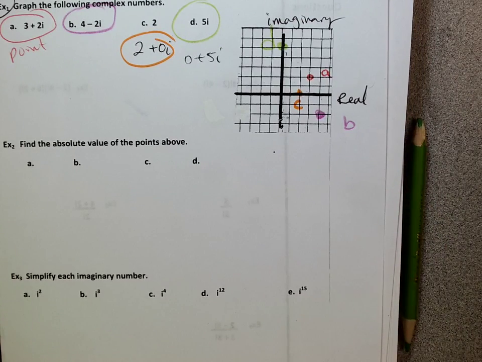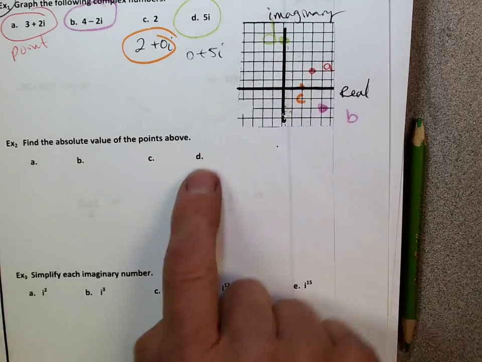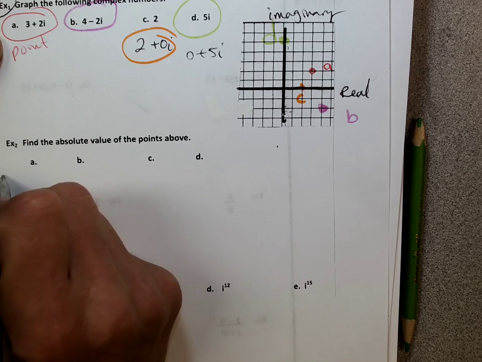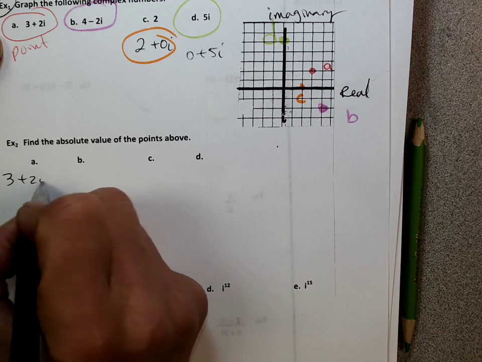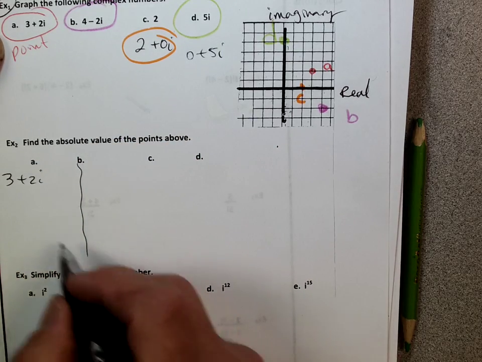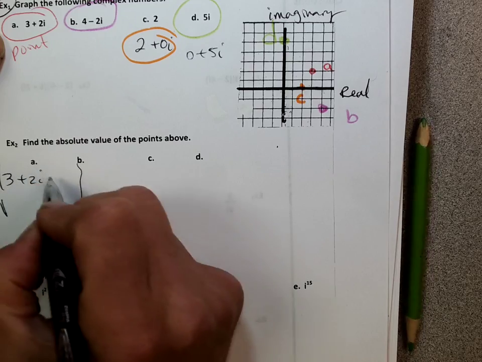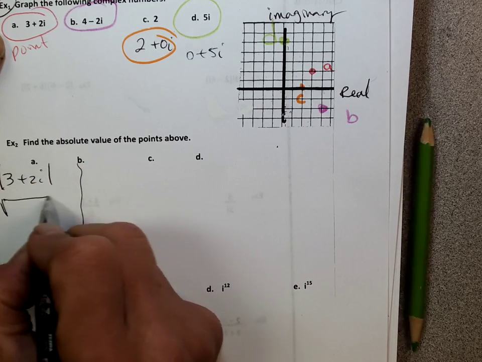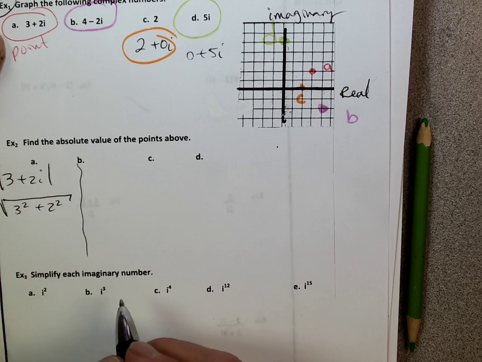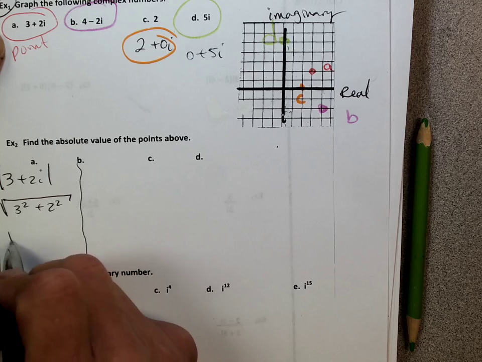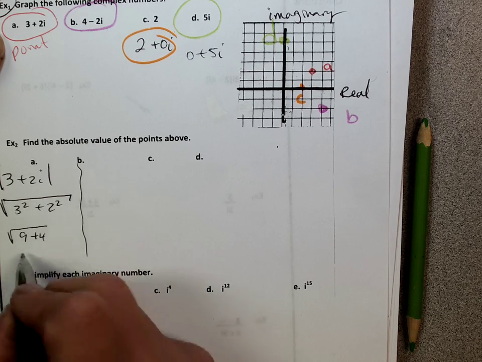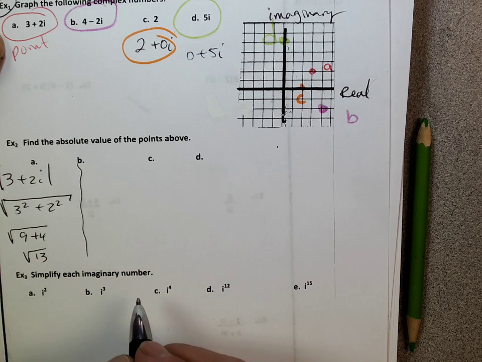Alright, now, the absolute values are just simply the length from the origin. It's like Pythagorean's theorem. So it's as simple as this. We have point A, which is 3 plus 2i. To get its absolute value, the absolute value of it is just the square root of 3 squared plus 2 squared. That's all we're going to do. Pythagorean's theorem. Square root of 9 plus 4, square root of 13. That's all we do.